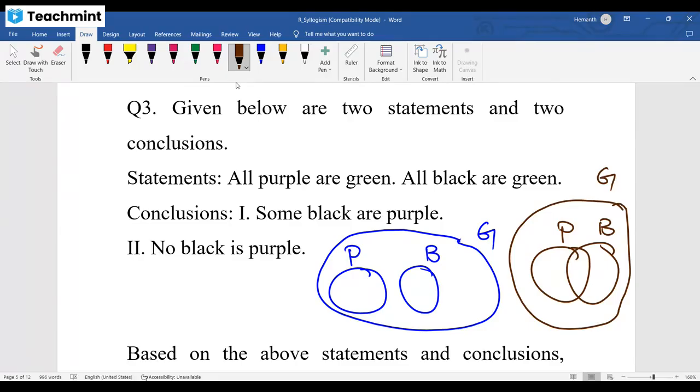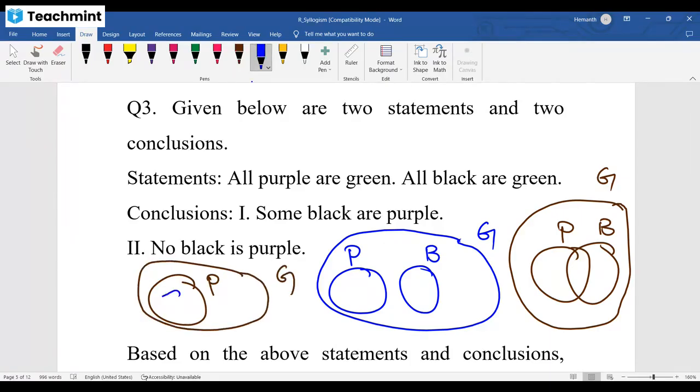Statement one, all purple are green, statement two, all black are green, satisfied. Still, you may have other diagrams. See, this is also correct: all purple are green, all black are green. I can put black here also. The connection between those two we can draw. What way you should draw, that is what you have to think. You can put it in reverse also. In place of P, put B in reverse. Anything is fine, that also satisfies.